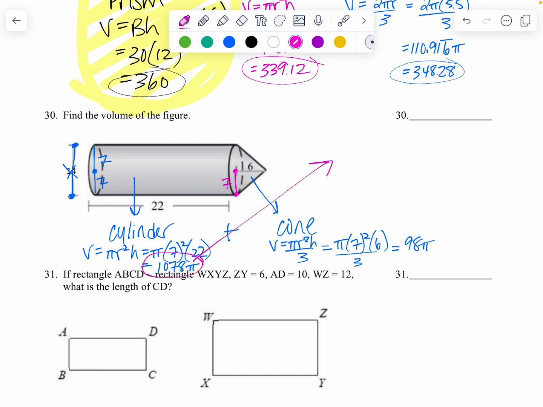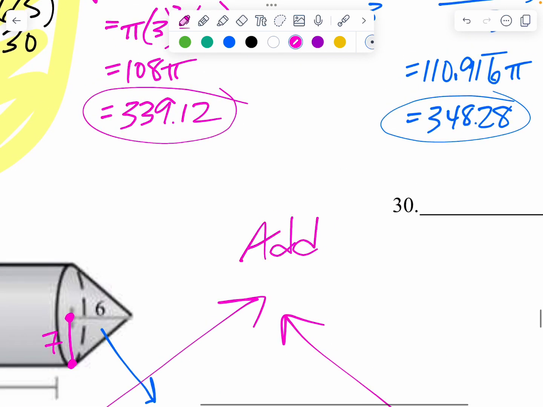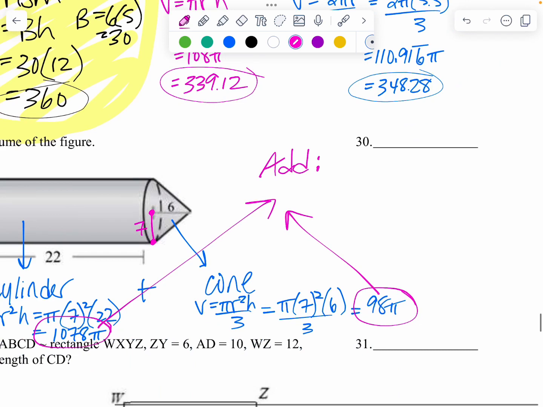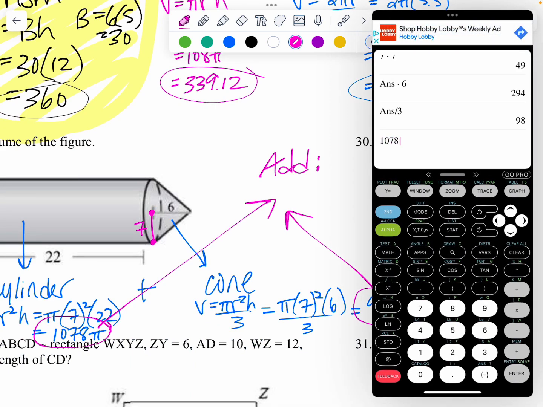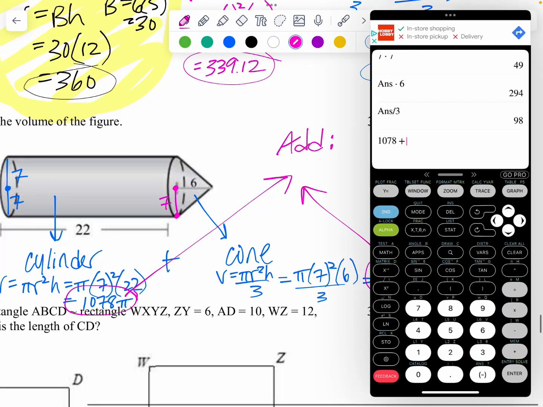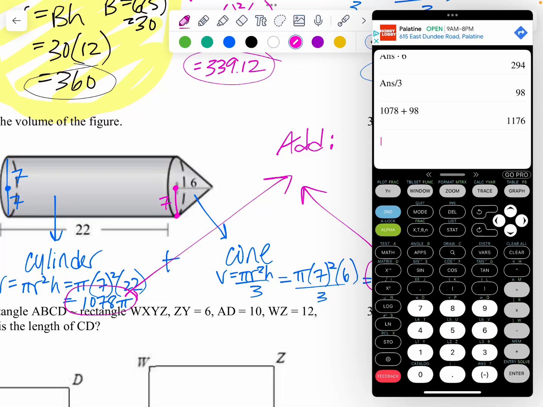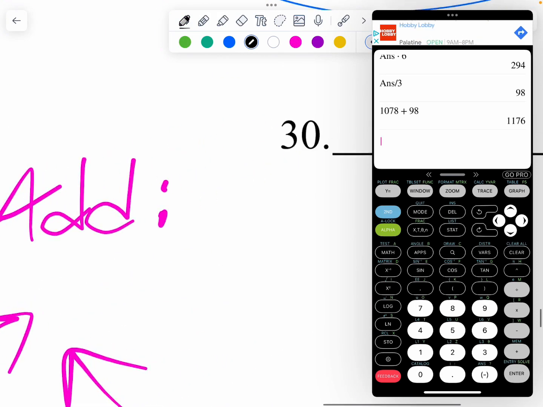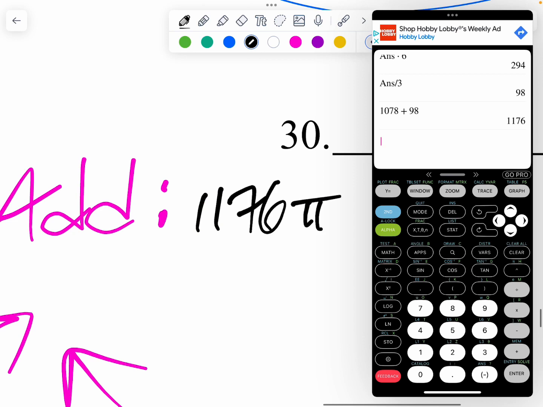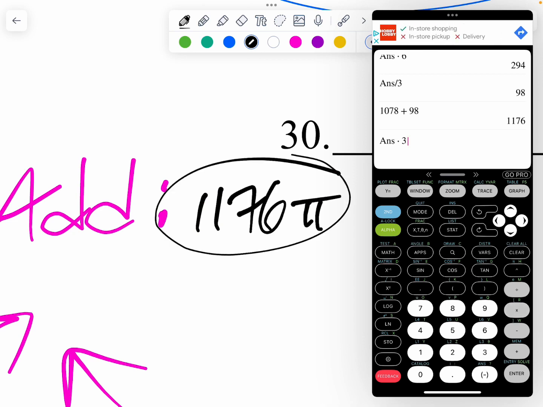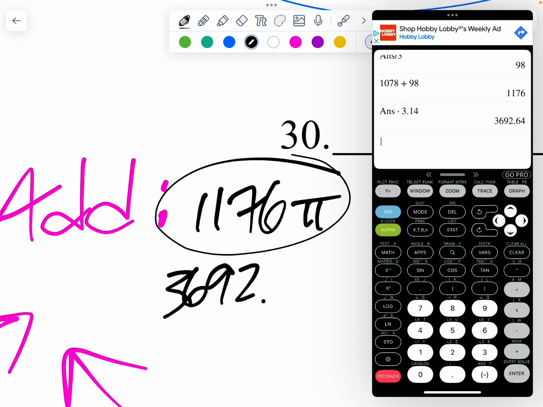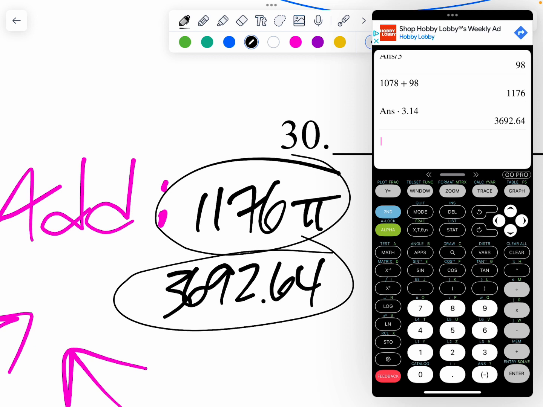And so when I take the cylinder and the cone and add them together, here's the cylinder, here's the cone. When I add, because it's the two shapes stuck together, I get 1078 pi plus, what was the other number? 98 pi. I get 1176 pi. Or if it wanted a decimal, you just multiply by 3.14 and get 3692.64. Those are the same answer, but if your answer choices have a pi in it, choose this one. If it's a decimal that's been rounded, choose this one, okay?